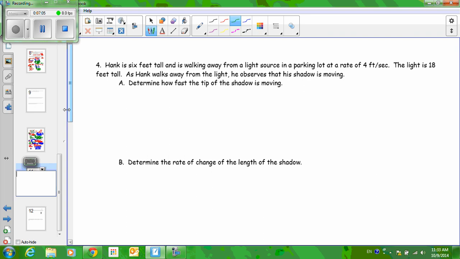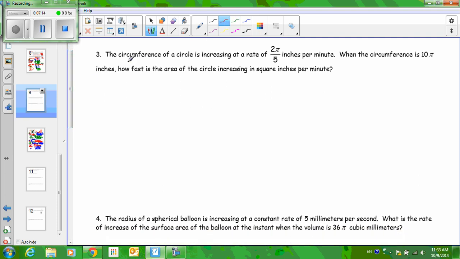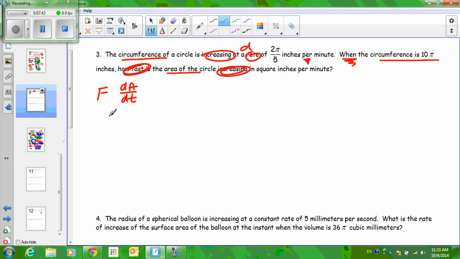So looking at the next page, oops, I skipped a couple pages there. We have a new problem. And so we're just going to go through. If you're just watching this video, maybe pause and try this one on your own. Circumference, increasing rate, those are derivative words. Also derivative because of per, my units there. When the circumference is 10 pi inches, how fast is the area increasing? Those are more derivative words. So I'm trying to find how fast the area is increasing.